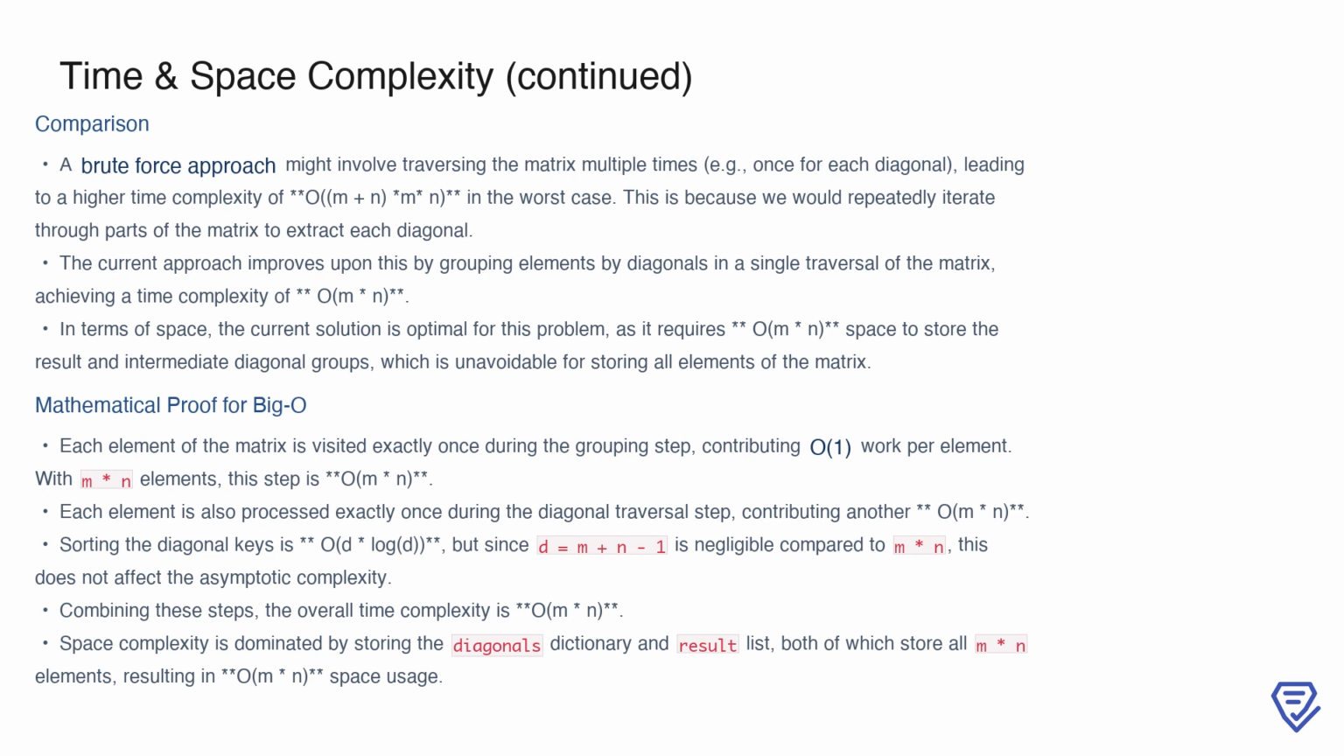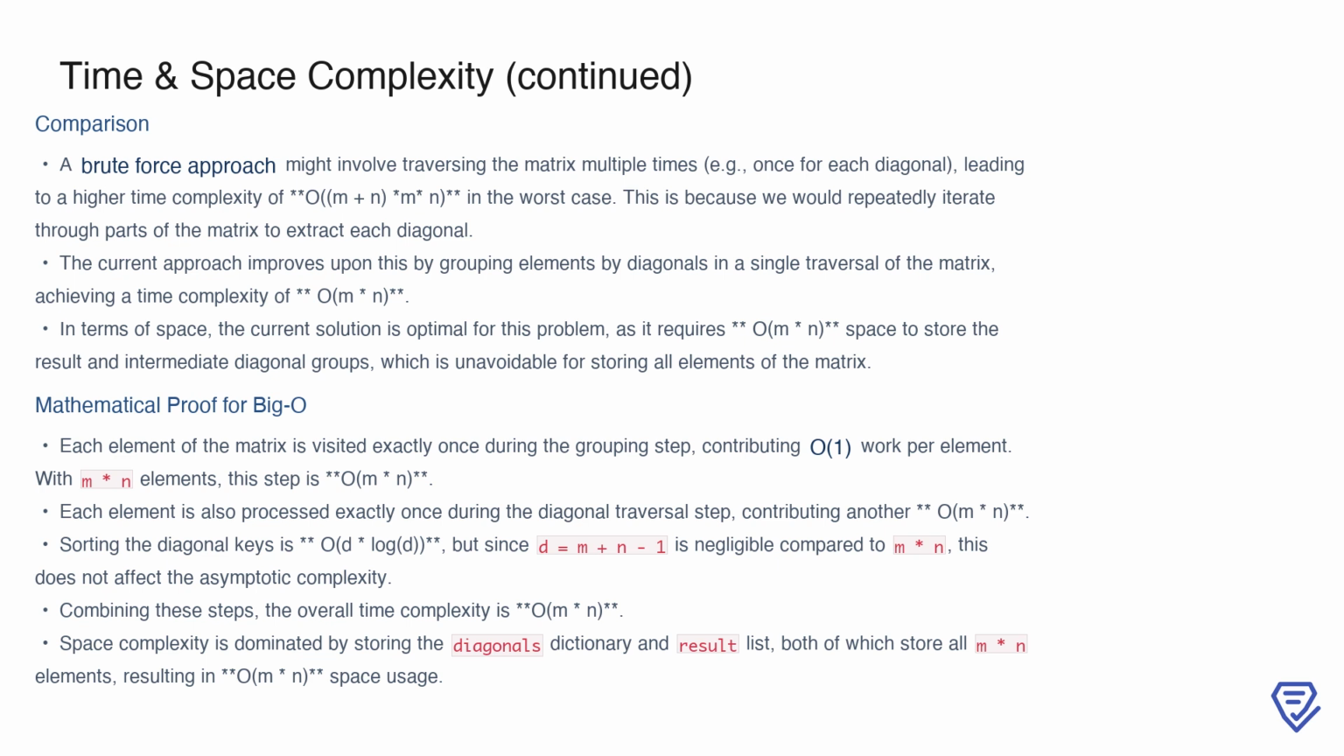In terms of space, the current solution is also optimal, as it only uses O(m*n) space to store the intermediate diagonal groups and the final result, which is the minimum required to handle all elements of the matrix. Finally, we can validate the big O analysis mathematically. Each element of the matrix is visited exactly once during the grouping step, contributing O(1) work per element, and with m*n elements, this step is O(m*n).